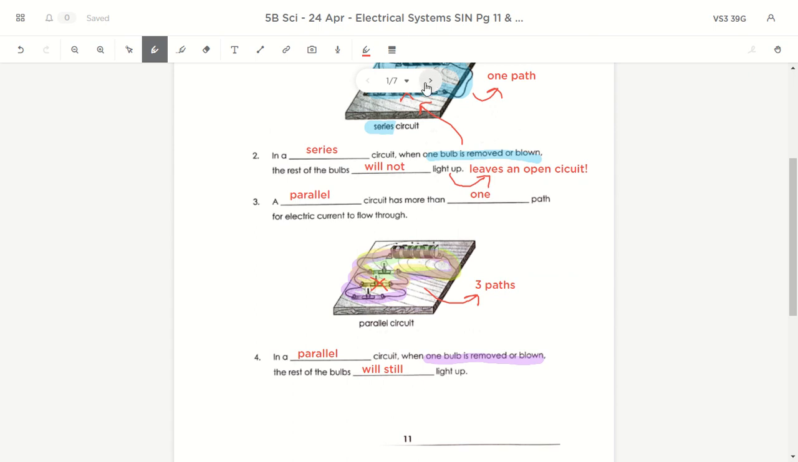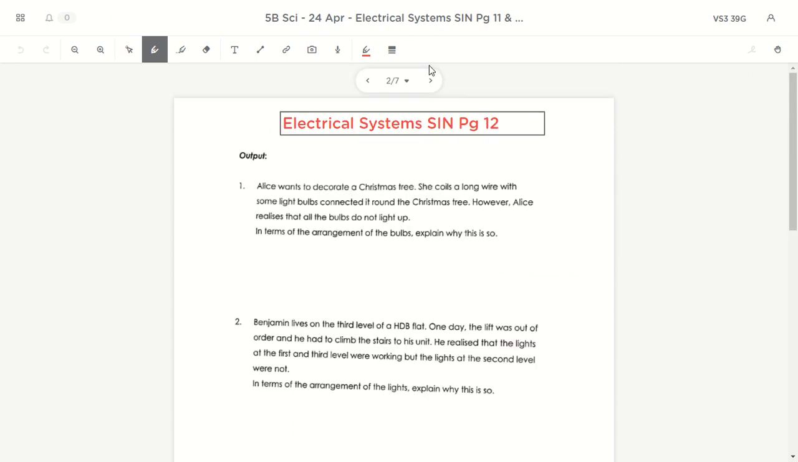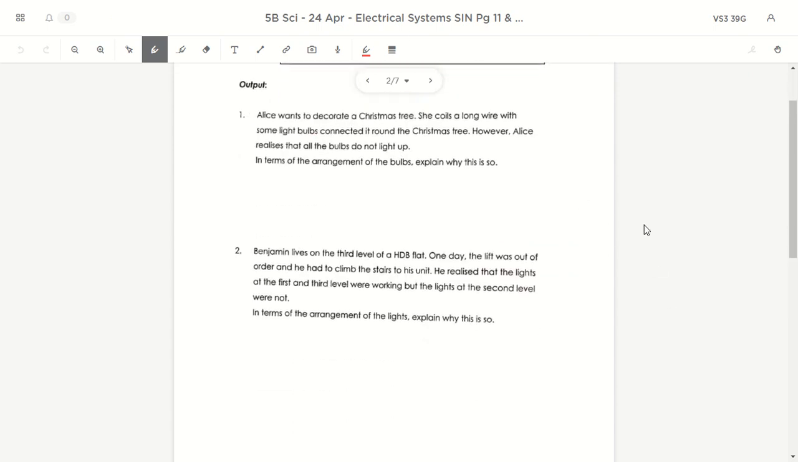Okay, all right, let's go to the next page. All right, so what happens? Okay, so series and parallel circuits are quite widely used in the world outside, in our real life.